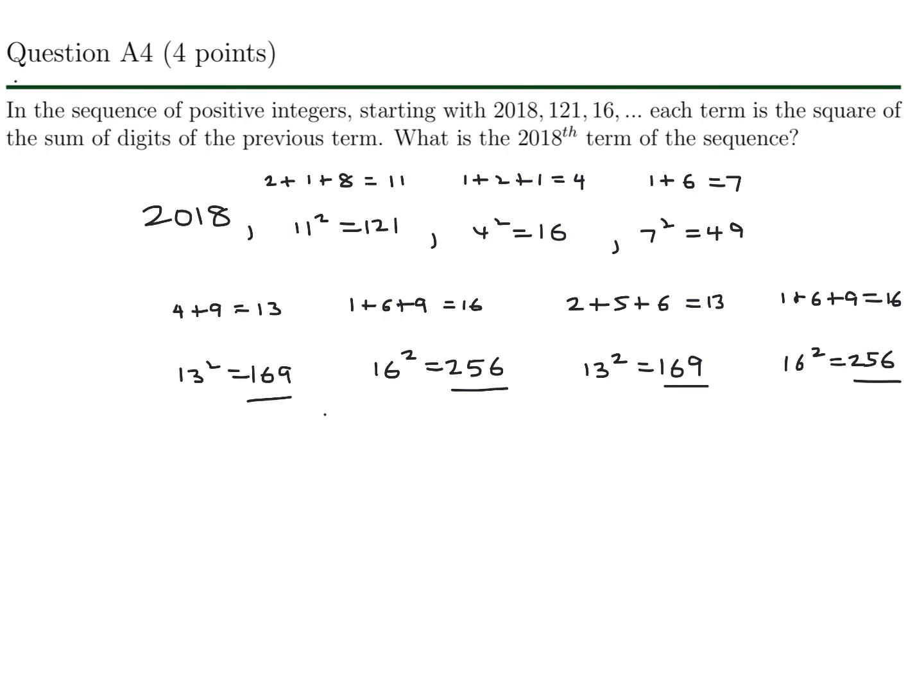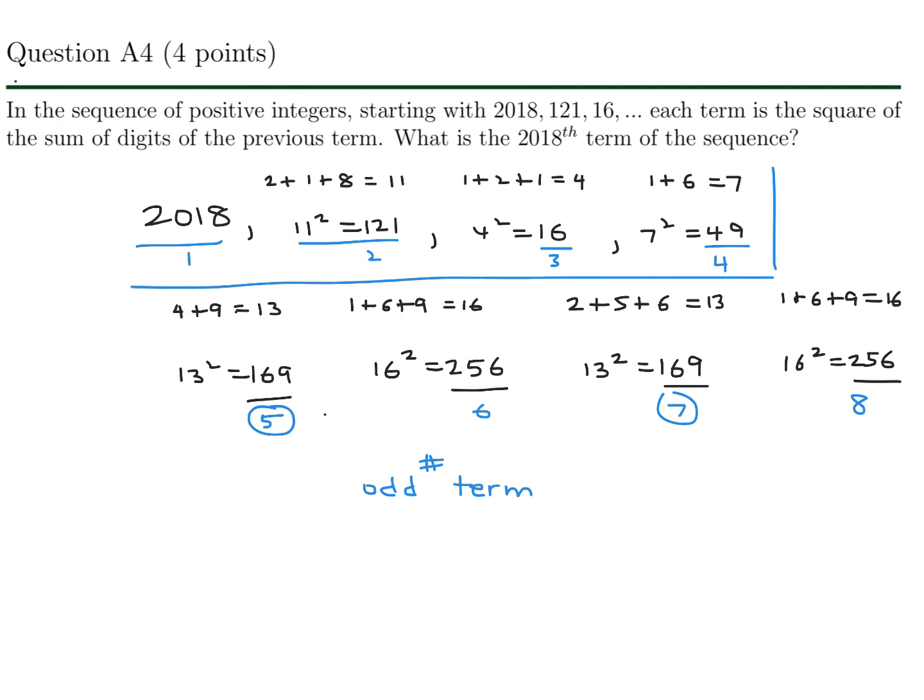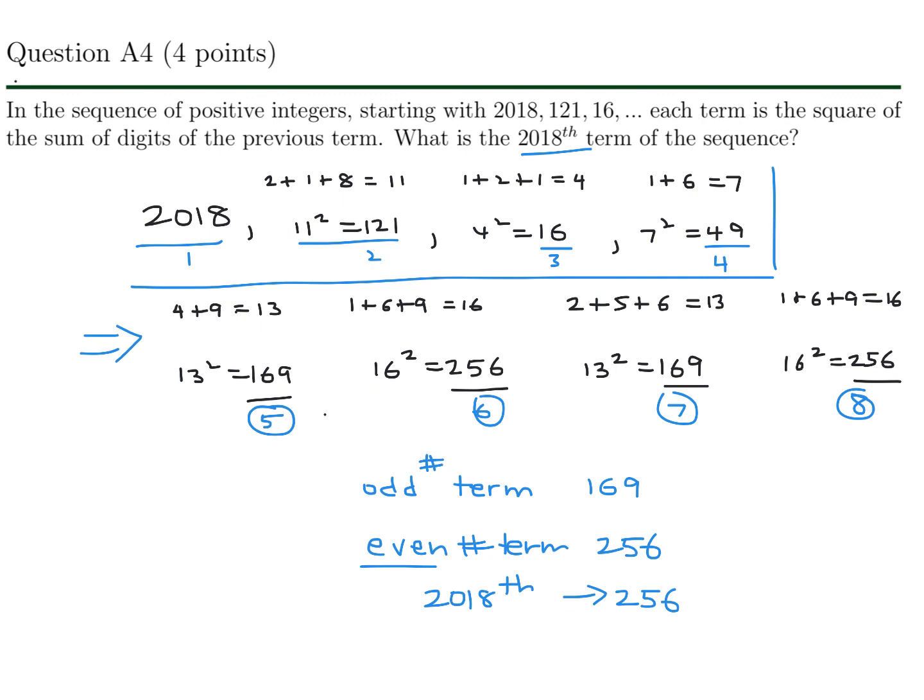So let's see here. This was the first term, second term, third term, fourth term, fifth term, sixth term, seventh term, eighth term. So it looks to me that when it's an odd term, for example, the fifth term, the seventh term, after these first few, because these sort of don't fall into a pattern, once we get over here, the odd number terms are 169. And then the even numbered terms, so 6, 8, and so on, are 256. So they want the 2018th term. And since 2018 is an even number, it would be 256. And that is the answer.